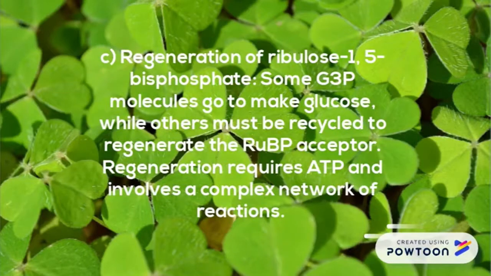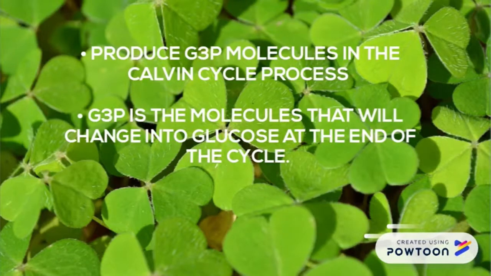Regeneration of ribulose. Some G3P molecules go to make glucose, while others must be recycled to regenerate the RuBP acceptor. Regeneration requires ATP and involves a complex network of reactions. The Calvin cycle process produces G3P molecules. G3P is a molecule that will change into glucose at the end of the cycle.